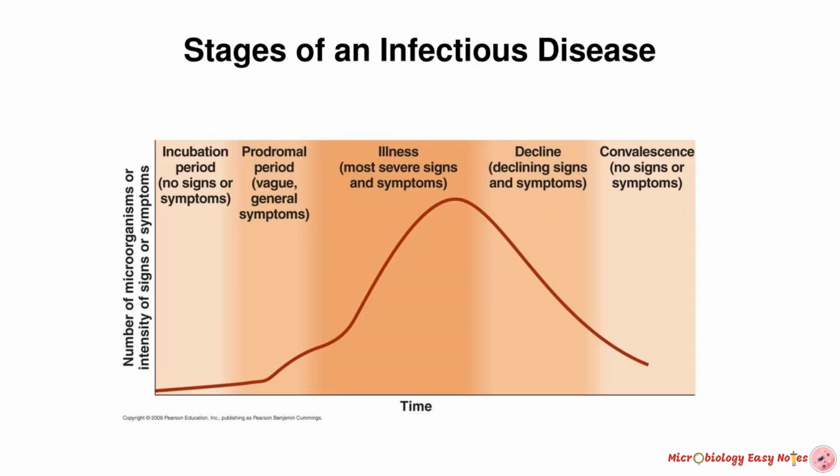To summarize all the stages of infectious disease, the first is incubation period, which is a no sign or symptoms phase. Next is prodromal period, which is a vague and general symptom phase. Next is illness, which is most severe sign and symptoms phase. Next is decline phase. It is a declining signs and symptoms phase. And last is convalescence period, which is again no sign or symptoms phase where patient is recovered from the illness.